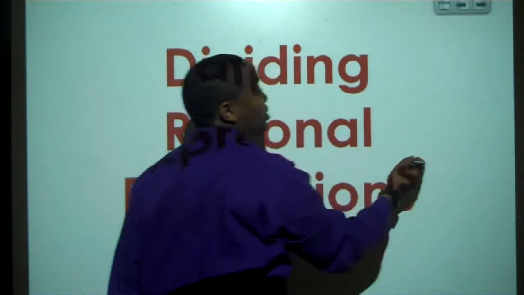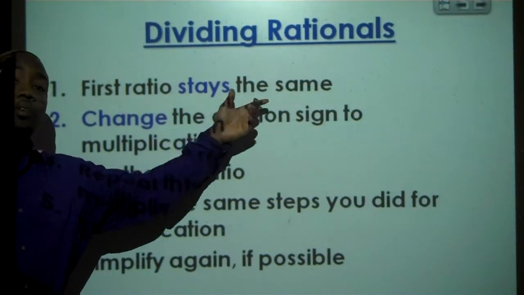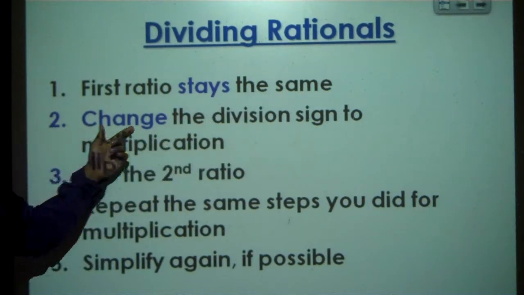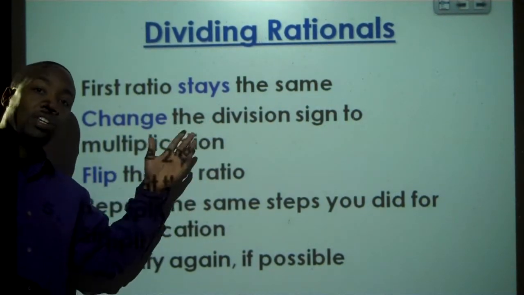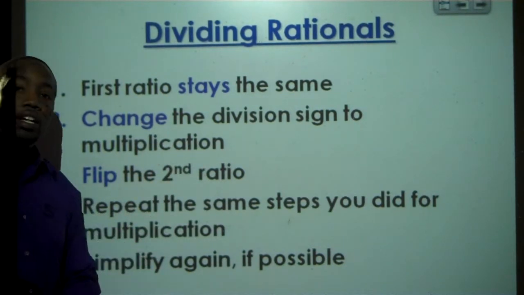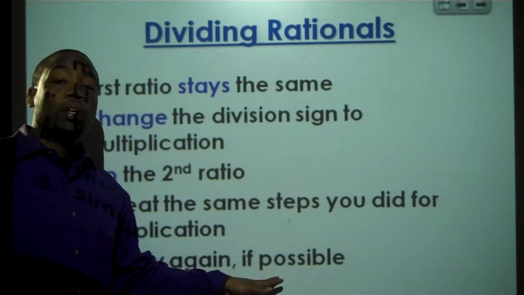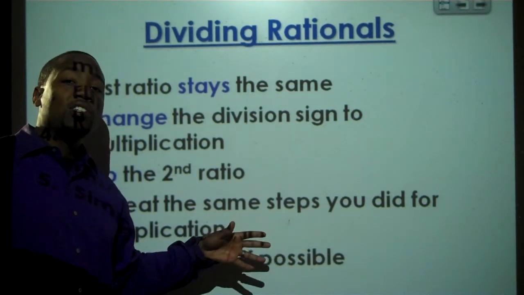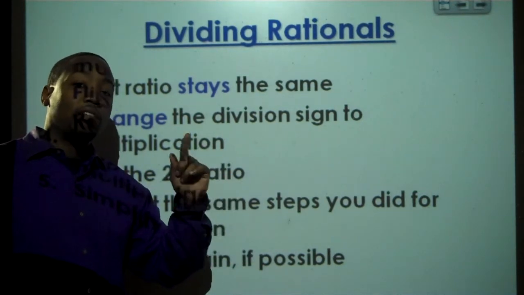The first ratio stays the same, and that's the first fraction. You want to change the division sign to multiplication. Flip the second ratio, which is your other one. So keep, change, flip, and then repeat the same steps you do as multiplying. That's the only step I'm adding. Everything else is basically the same as multiplying. So if you got multiplying, division should be easy. You just have to remember the one step: keep, change, flip.